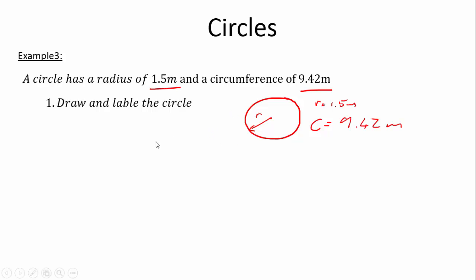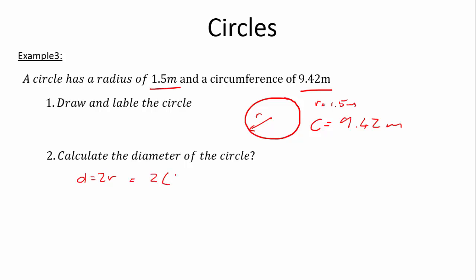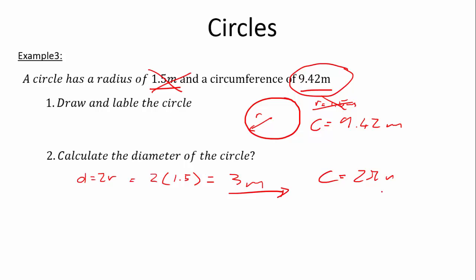Okay, that's telling us quite a lot of information. Calculate the diameter of the circle. Oh, that's quite easy. Diameter is equal to 2r. So that is equal to 2 times the radius of 1.5, and that is equal to 3 meters. Now, it's quite common in this question that they would not give us the radius. So imagine they never gave us the radius, but just told us the circumference. We know that circumference is equal to 2 pi r, right?